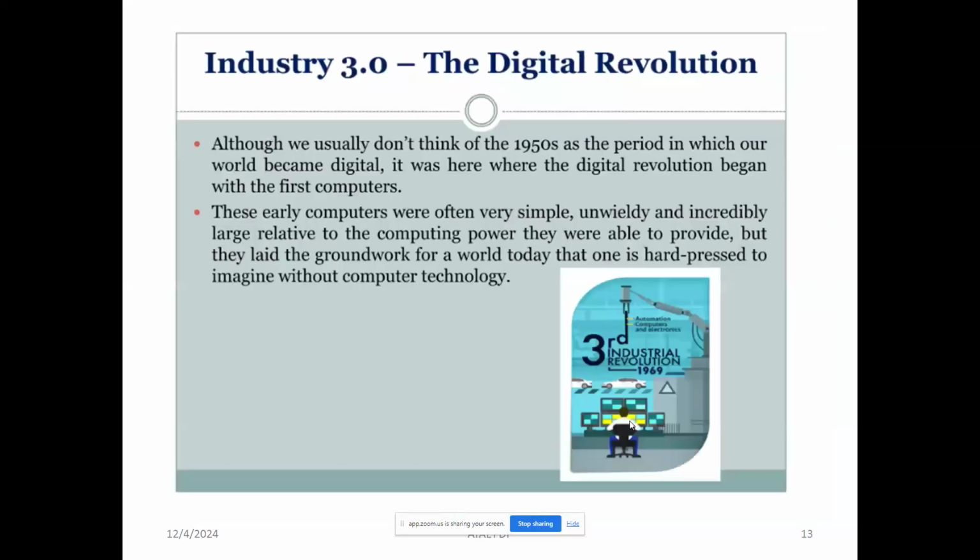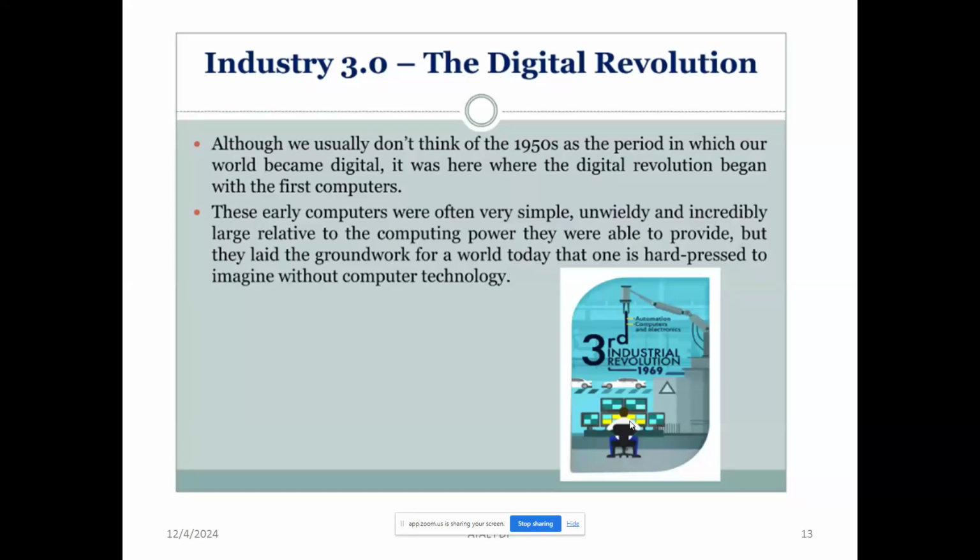Historians called Industry 3.0 the digital revolution. Each version of the industrial revolution has been called by a specific name. For Industry 3.0 the name is the digital revolution, because everything is digitalized. The digital revolution began with the first computers. We all know computers play a major role in our day-to-day life, for easy work, recording, storing and data logging. They provided incredibly large computing power and laid the groundwork for today's world. No one can imagine nowadays being without computer technology.